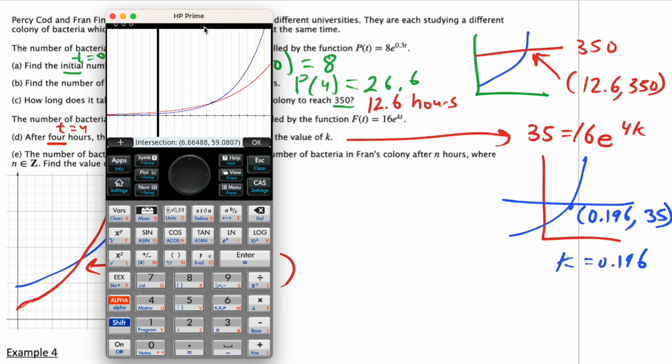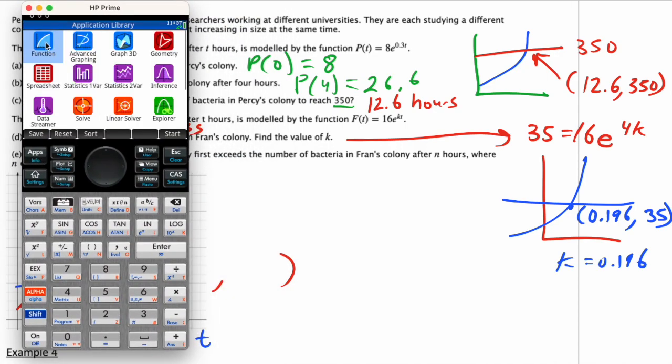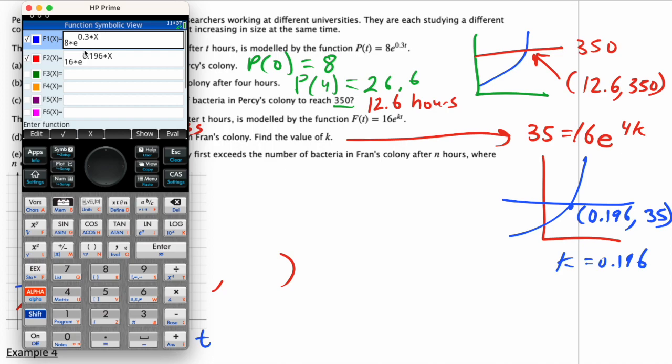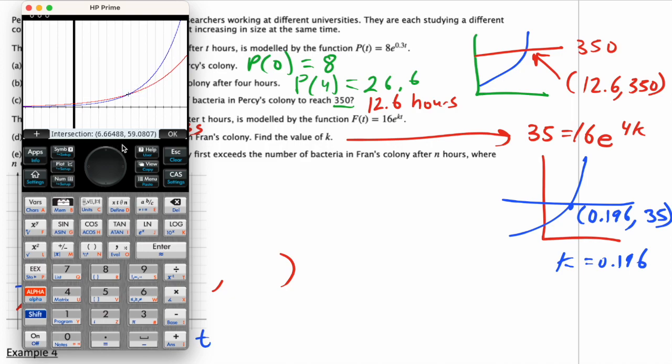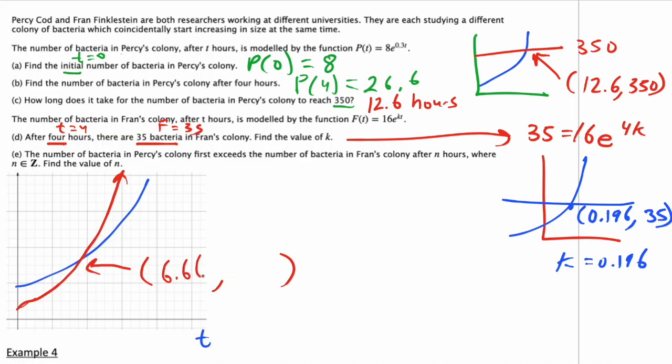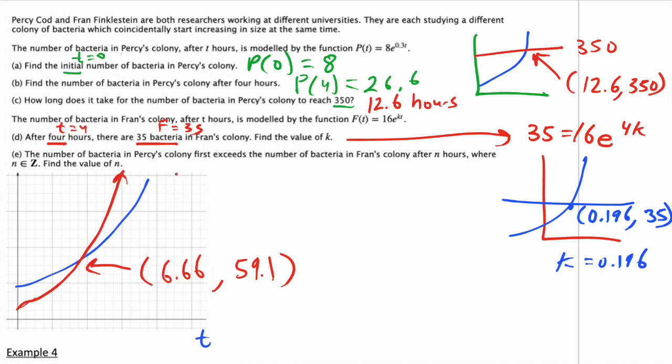Let me double check my equation. That does not match what I had before. Yeah, that equation is correct. And 16 times, yes, it is correct. That is 6.66, comma 59.08 or 59.1. So after how many hours? After 6.66 hours.